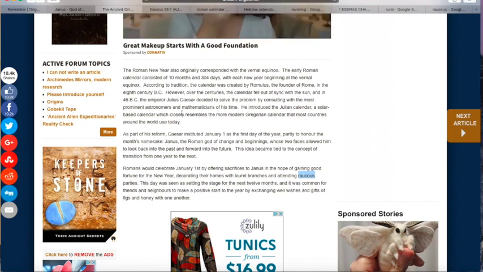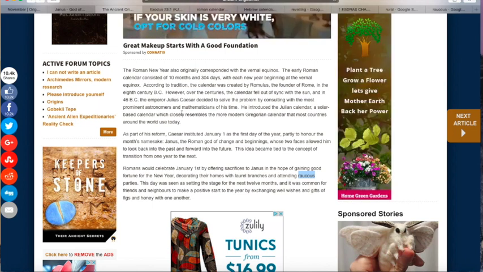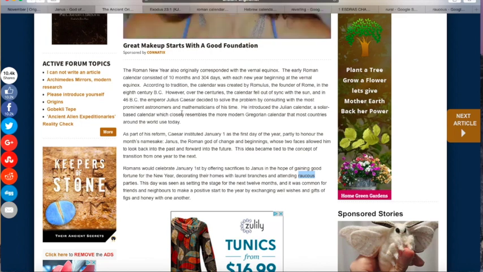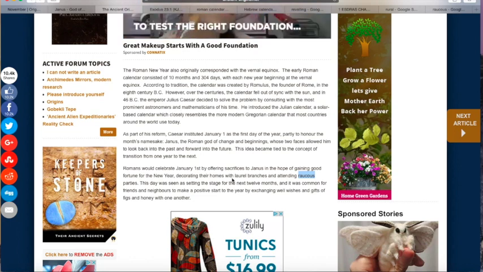But it says this day was seen as setting the stage for the next 12 months, and it was common for friends and neighbors to make a positive start to the year by exchanging well wishes and gifts of figs and honey with one another. So similar to what I just brought out, but this one went a little bit deeper.